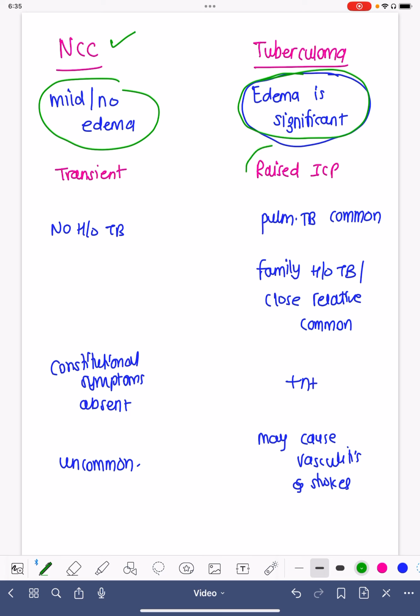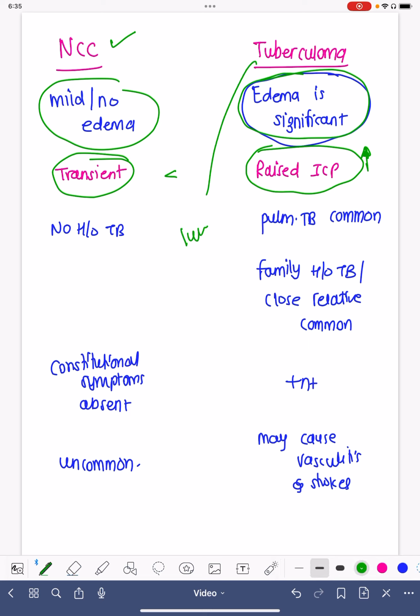Because of this size, they have a tendency to increase the ICP, that is increase intracerebral pressure, that can also cause headache or photophobia as well. Whereas these symptoms of raised ICP are not much common in NCC, and if present, it is very transient.